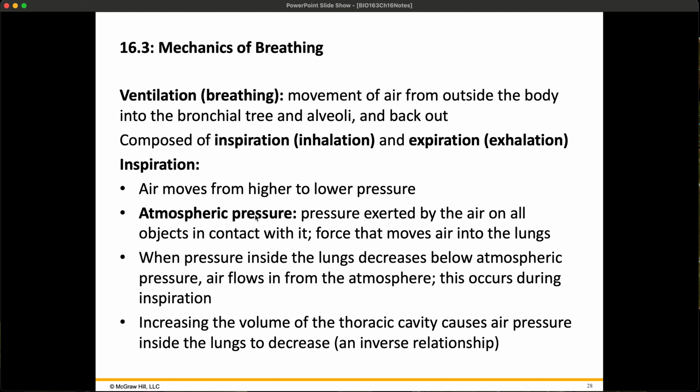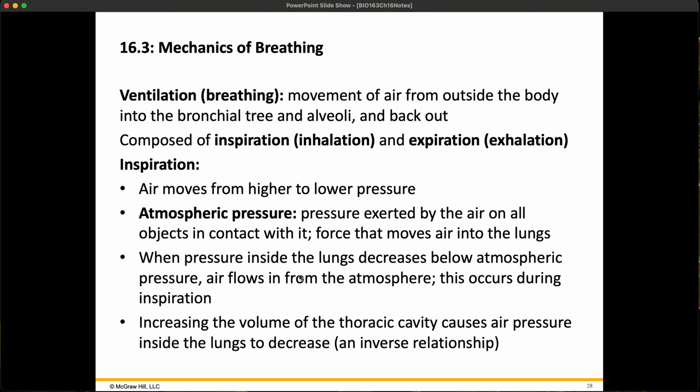Atmospheric pressure is the pressure within the air all around you, exerted on all objects it comes in contact with. Even though you don't really feel air pushing on you right now, if you've ever been in an airplane or gone scuba diving, where you're changing your altitude greatly, maybe you noticed you can feel that air pushing in and out through your ears. So atmospheric pressure is the pressure that's pushing air into our lungs.